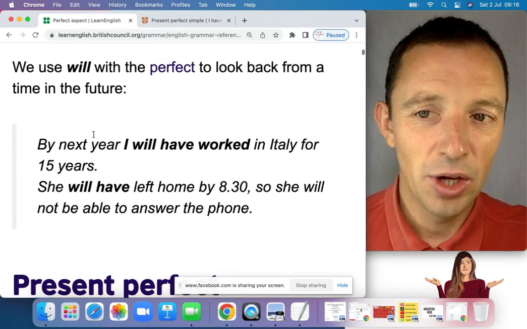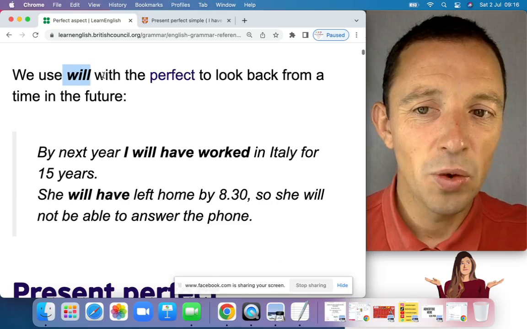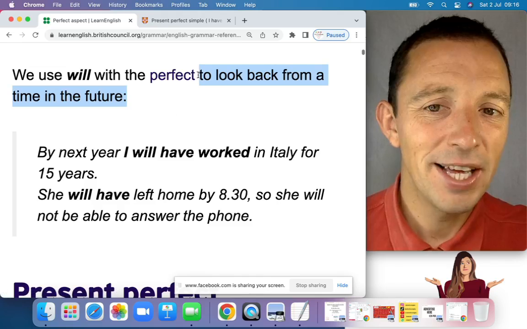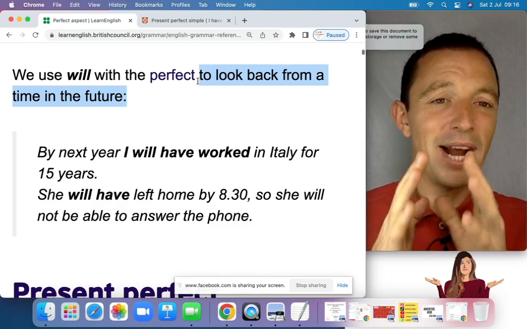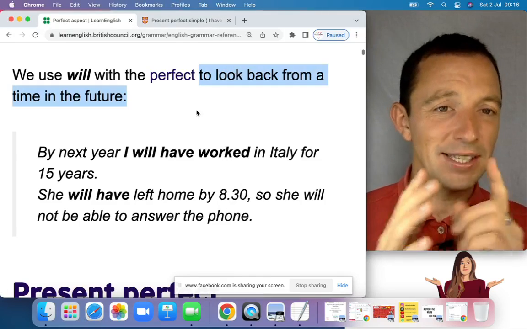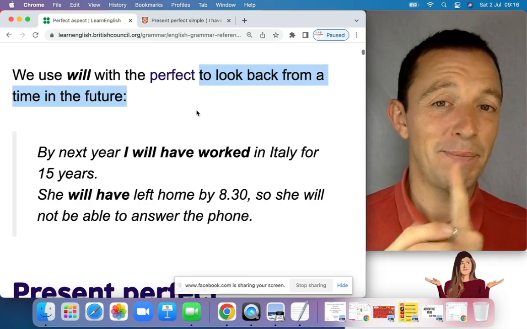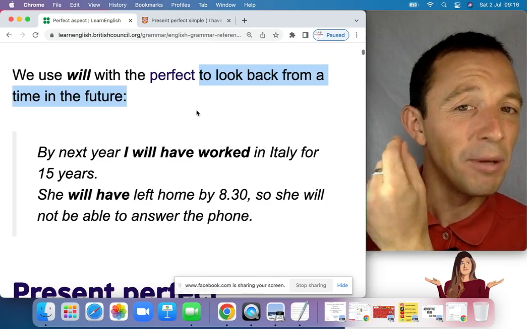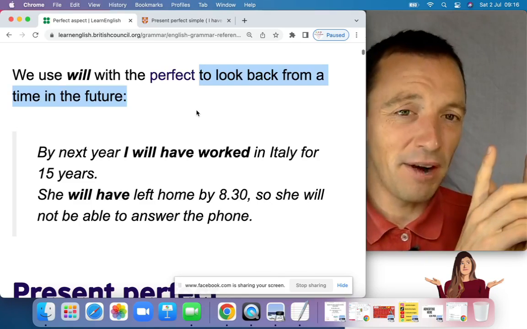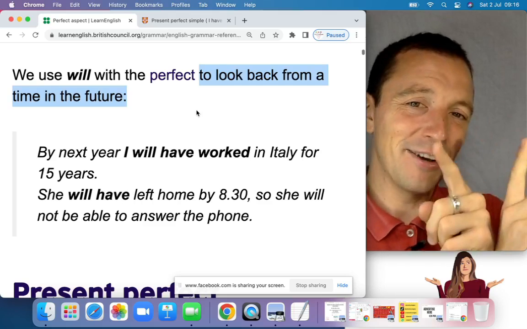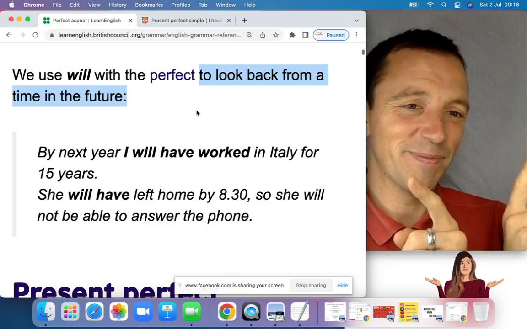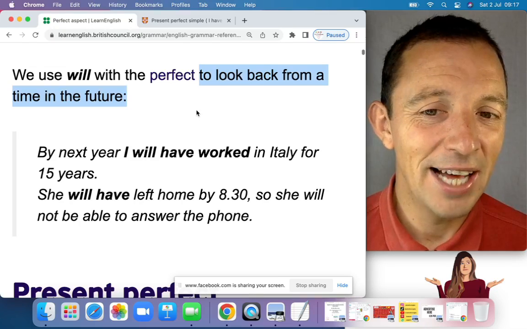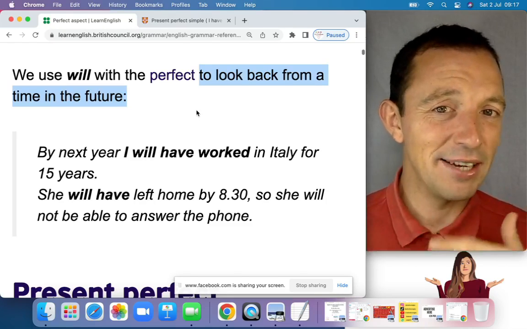Next, we use will with the perfect to look back from a time in the future. So remember, with the present perfect, we look back from the perspective of the present. With the past perfect, we look back from the perspective of the past moment. The future perfect with will, we look back from the perspective of the future. Very complicated, but very important. And for native English speakers, it's very fluent and normal.